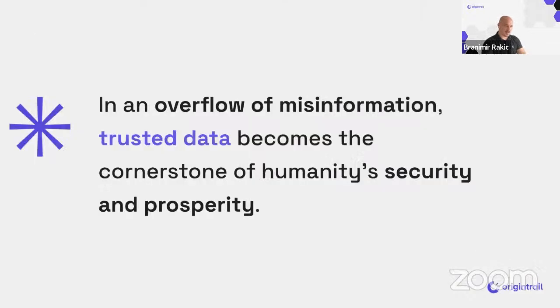So in a world of misinformation where it's overflowing, trusted data really becomes the cornerstone of security and prosperity of the entire humanity. And that's a problem we've been trying to tackle throughout different applications with OriginTrail for a very long time now, and it's become much more apparent and even much more problematic with the rise of the technologies that we have lately.